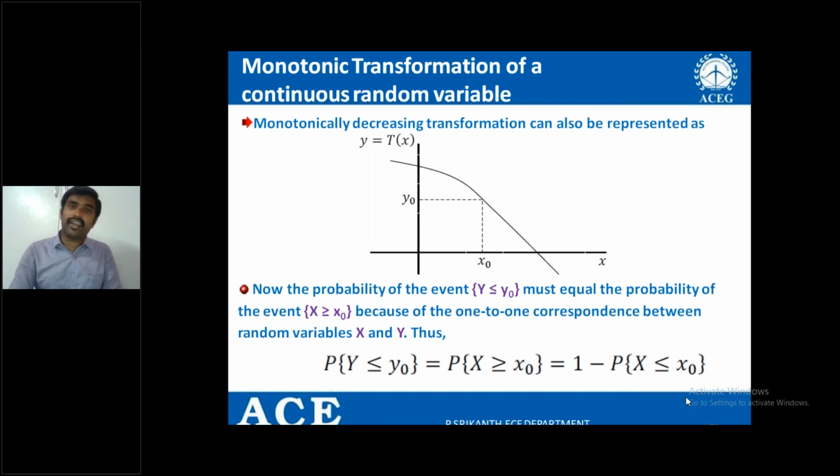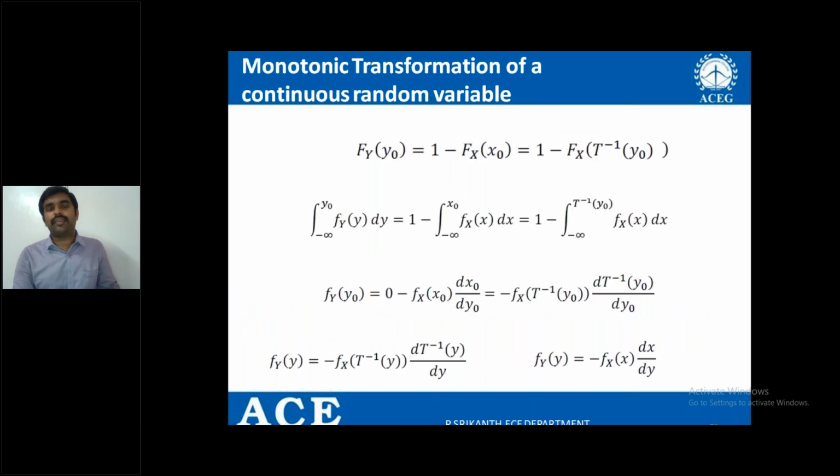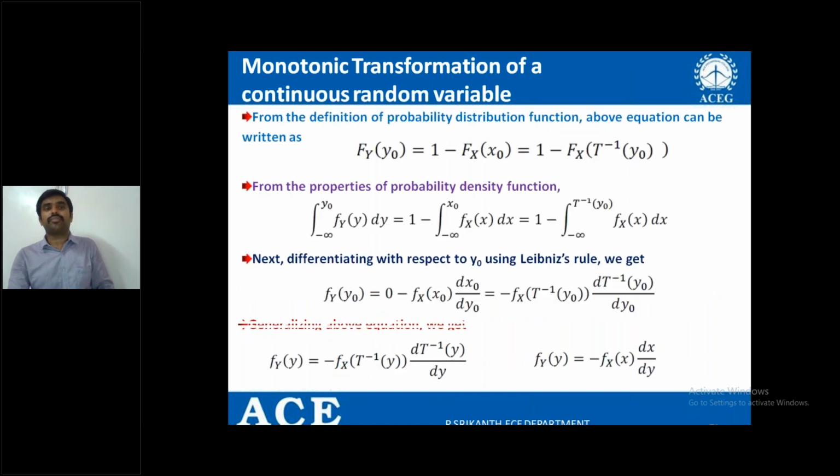Here also you can derive the distribution and density functions from the distribution and density functions of the original random variable x. How do you derive? From the definition of the probability distribution function, we can write F_Y of y naught equal to 1 minus F_X of x naught, or 1 minus F_X of T inverse of y naught.